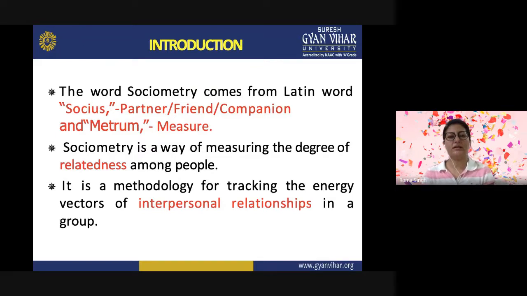Let us now discuss the introduction to sociometry. The word sociometry comes from the Latin word socius, which means partner, friend, companion, and metrum, which means measure. So it is the measurement of the level of relationship between friends, companions or partners. It is a way of measuring the degree of relatedness among people of a group.